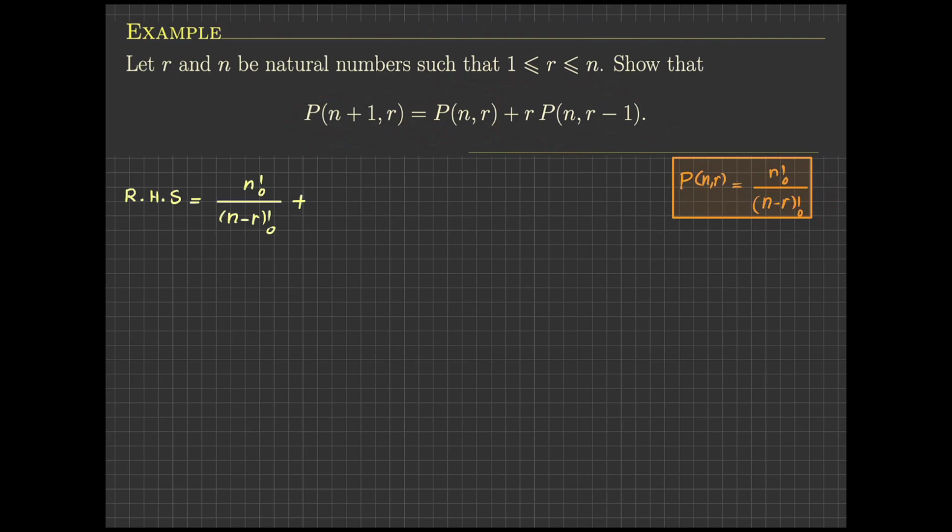But for the second one, I want to hear from you. What should I write in the numerator? Can you tell me? This is P of n and r minus 1. So this means n is still the same n. But instead of having r, what do I have? r minus 1. So what will happen in the numerator is again n factorial. But in the denominator, I have n minus (r minus 1) in total, and then whatever it is, factorial. Is that understandable?